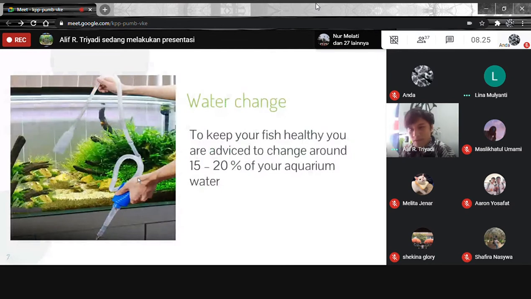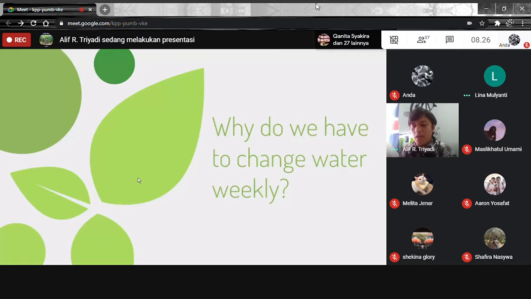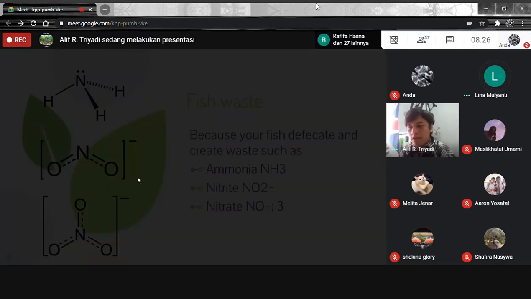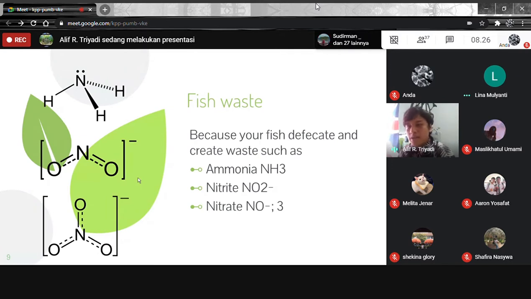And now, water change. To keep your fish healthy, you are advised to change 15 to 20% of your aquarium water to keep your water clear as day. Why do you want to keep a weekly water change? Well, because fish create waste. As another living being, they defecate and create waste in your aquarium. Just like any other living being, you have to clean them regularly and weekly.